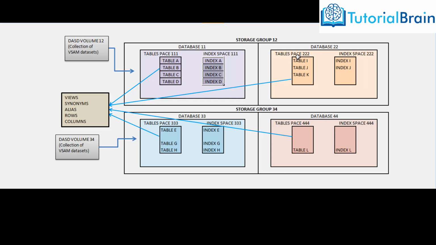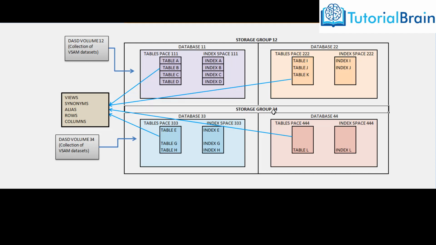Similarly, if you go to database 2,2, here you can see that we have table space 2,2,2 and index space 2,2,2. In table space 2,2,2, we have tables I, J, and K. Similarly, in index space 2,2,2, we have index I and J. So here we have only 2 indexes and we have 3 tables in this table space.